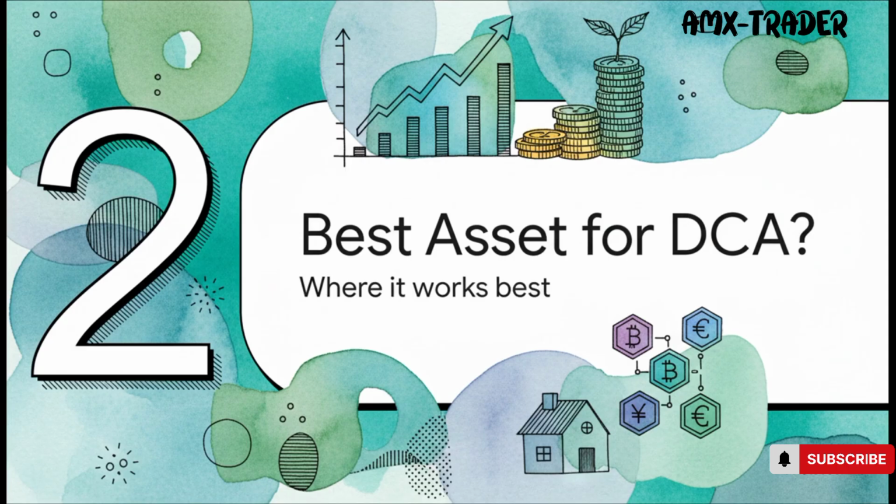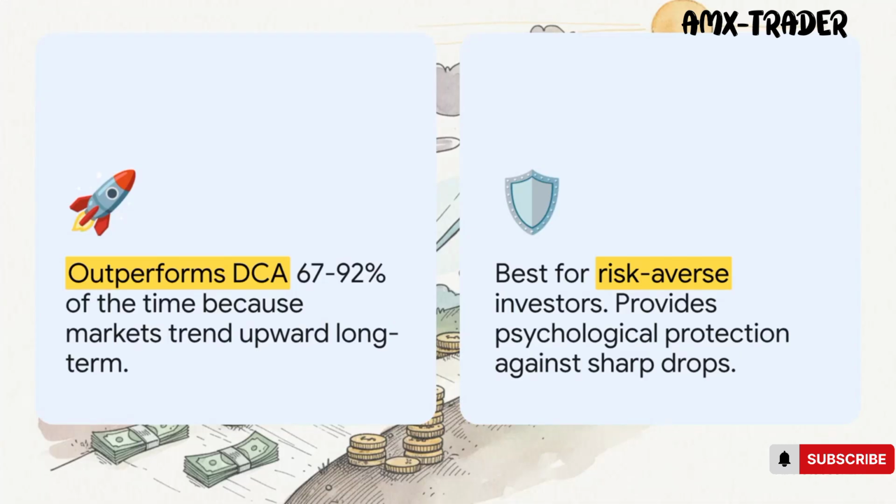Okay, so DCA is a disciplined, really powerful approach. But that brings up a super important question. Where does this strategy actually shine? The asset you pick makes all the difference in the world. So let's start with stocks.